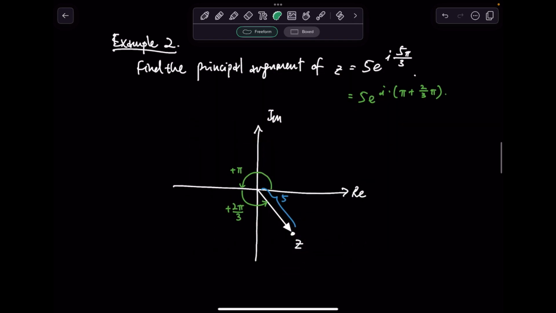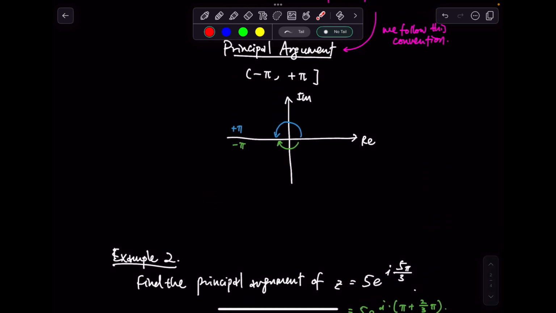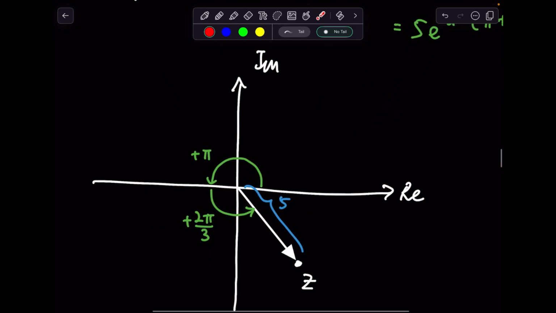Now, what is the principal argument of this complex number? Remember that our principal argument is within this range. You can either turn a positive pi or minus pi, excluding minus pi itself. This angle is too big. So how can we measure a principal argument? Our principal argument is just this.